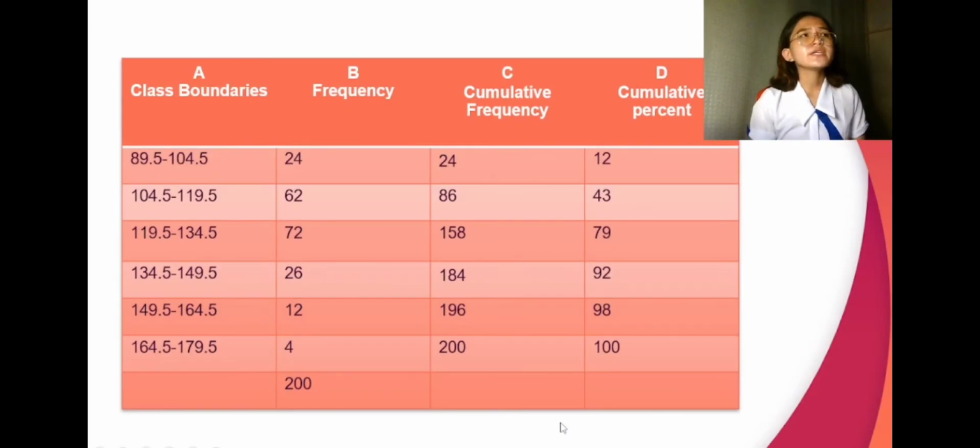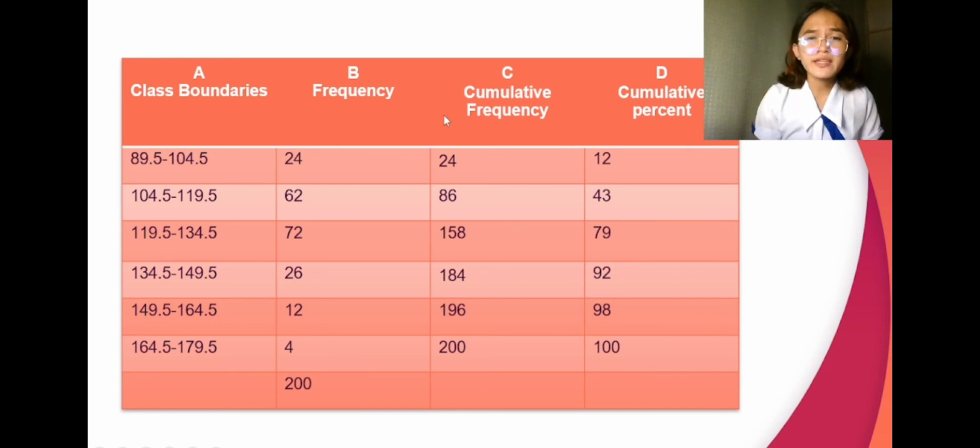But I realize, class, that we can divide it by 2. Right? 24 divided by 2 is 12, 86 divided by 2 is 43. 158 divided by 2 is 79. 184 divided by 2 is 92. 196 divided by 2 is 98. And 200 divided by 2 is 100. So that is the easier way, right?